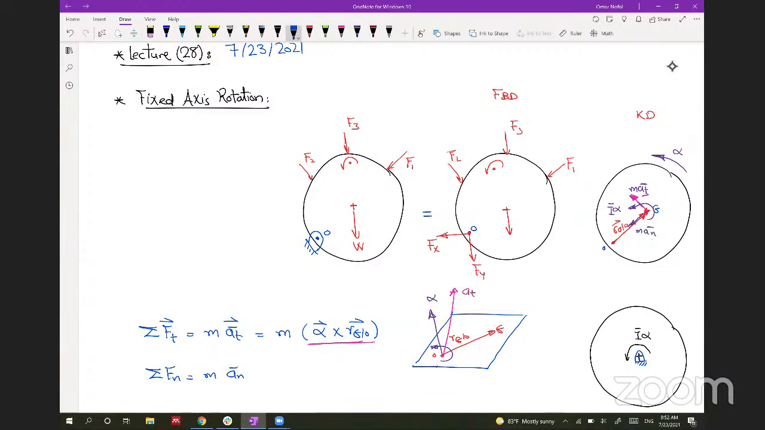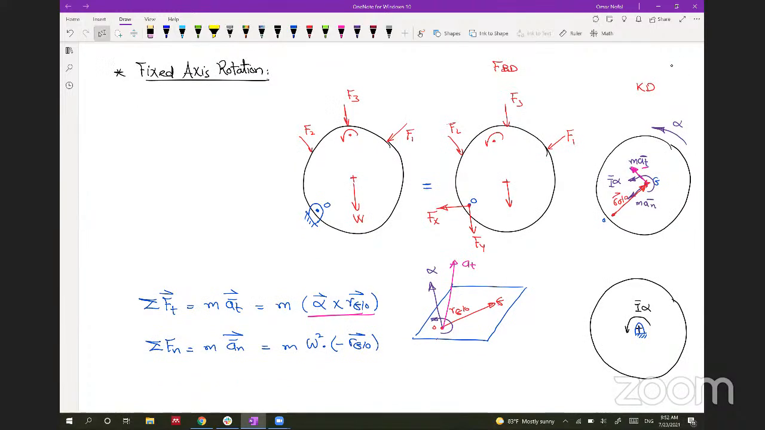Okay, so this is for the F tangent, and for F normal, it will be equal to M multiplied by A normal at the center of mass. And as we know, this is equal to omega square dot product negative RG with respect to O. So this is F tangent and F normal. And if this body is pinned at the center of mass, the A tangent and the A normal at the center of mass will be equal to 0. So these two will be equal to 0.